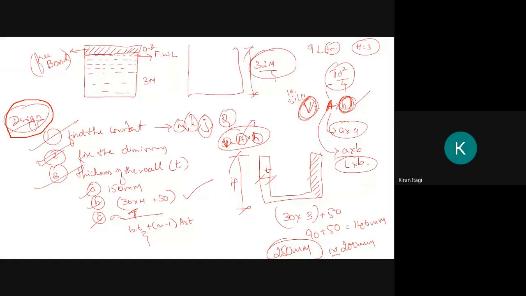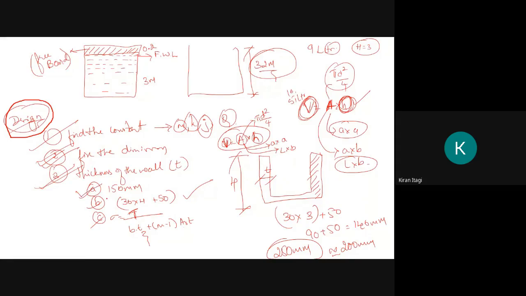If it is a circular tank, we will go for pi d square by 4. If it is square, area is given by a by a, and for rectangular it will be given by L into B. So with the help of these two known values, we will determine the unknown value, that is the a value. So here we will determine the dimension. The next thing is to determine the thickness of the wall.